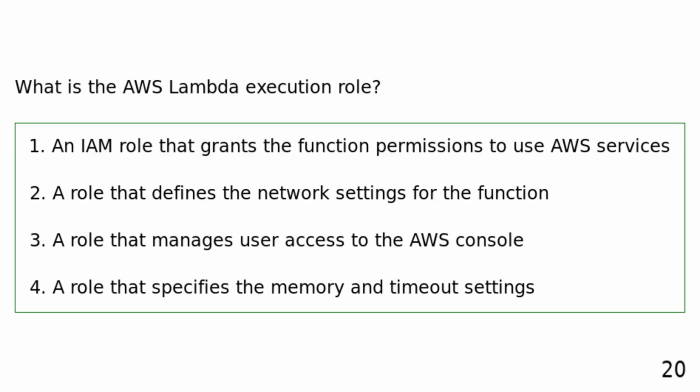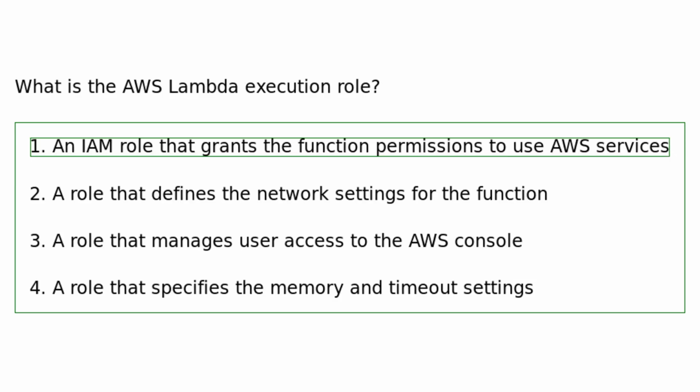What is the AWS Lambda execution role? An IAM role that grants the function permissions to use AWS services. A role that defines the network settings for the function. A role that manages user access to the AWS console. A role that specifies the memory and timeout settings. The AWS Lambda execution role is an IAM role that grants the function permissions to interact with other AWS services.